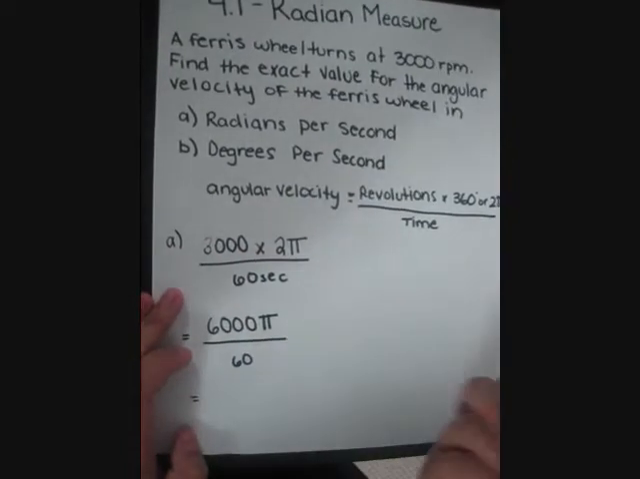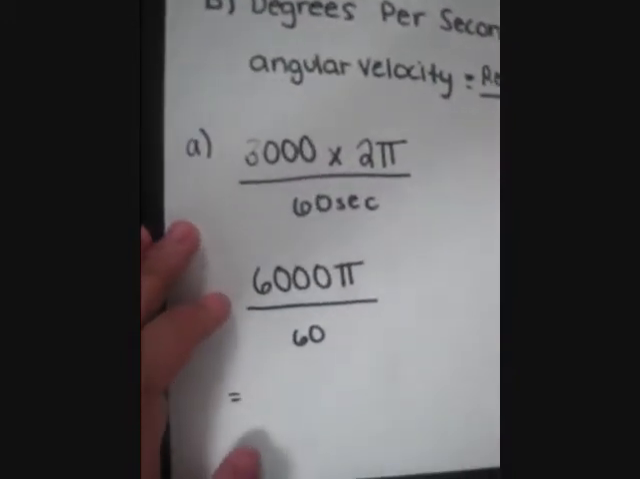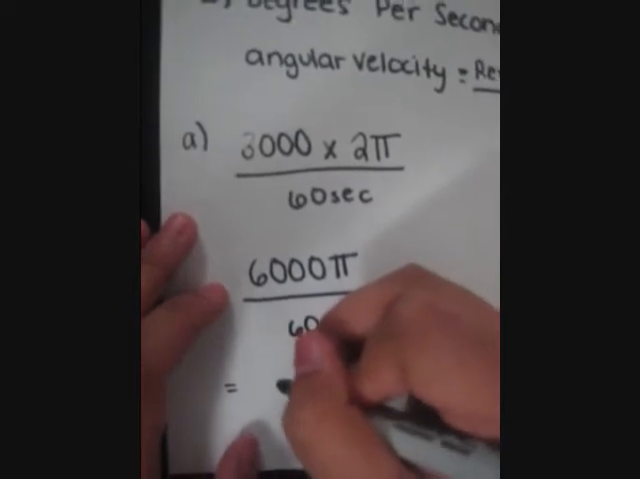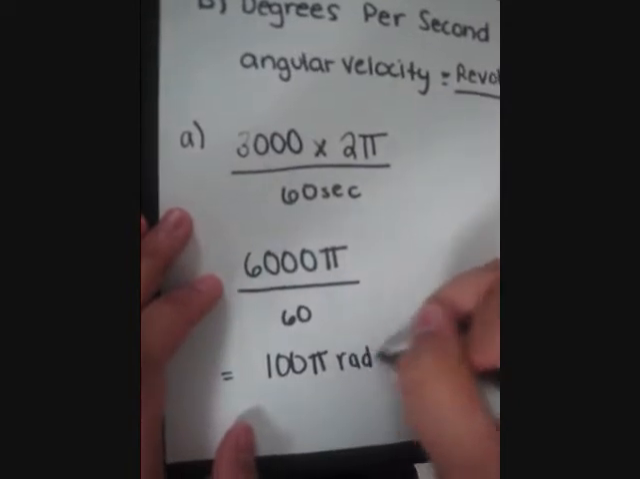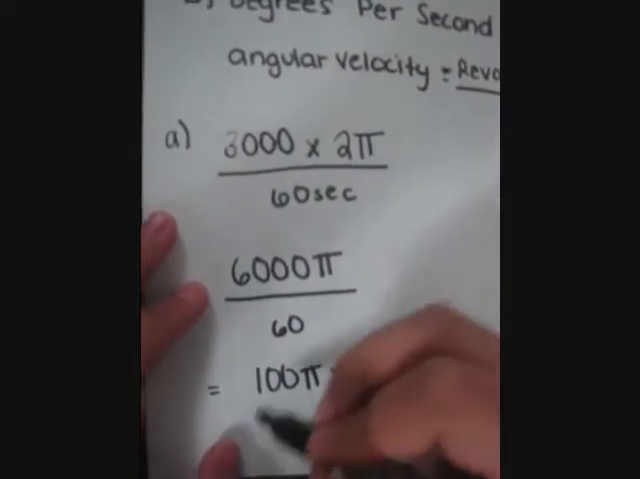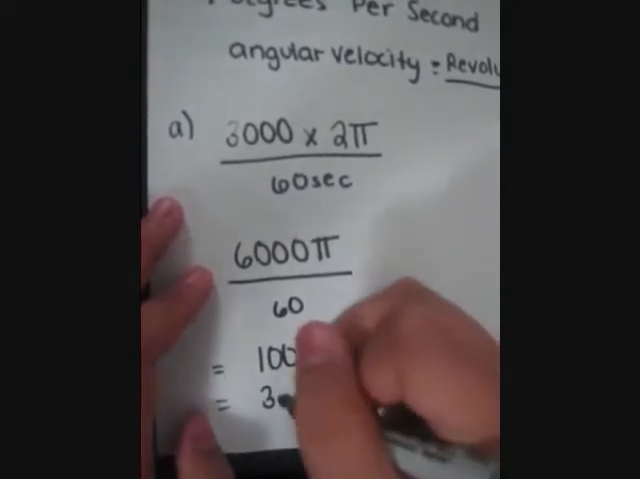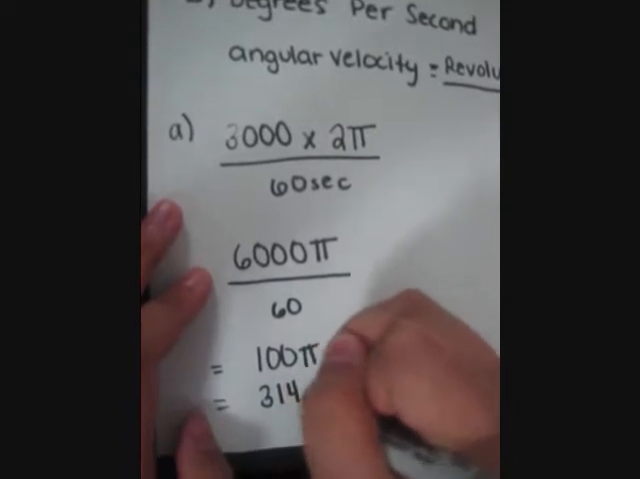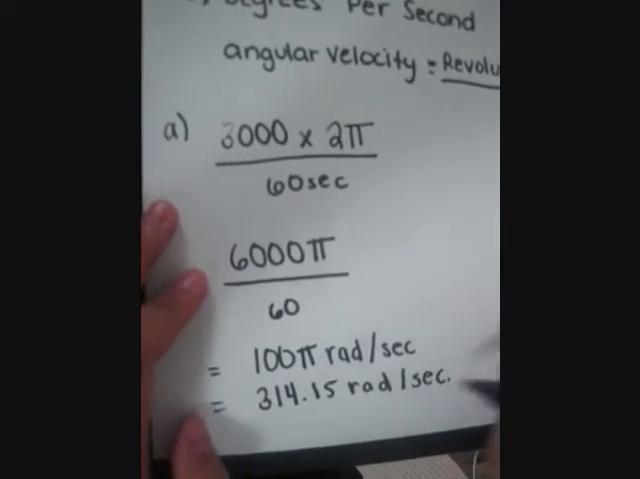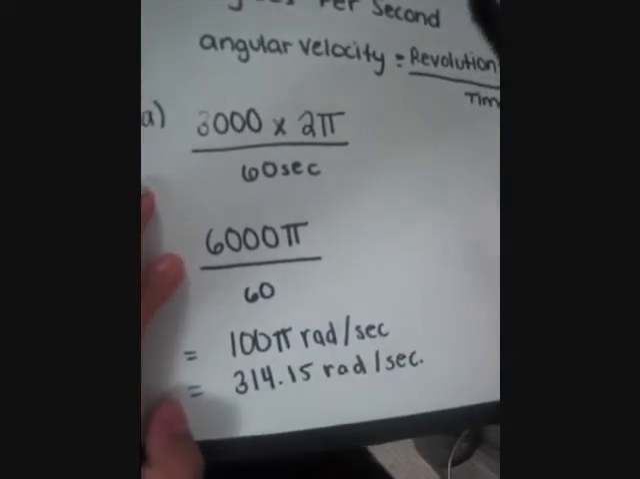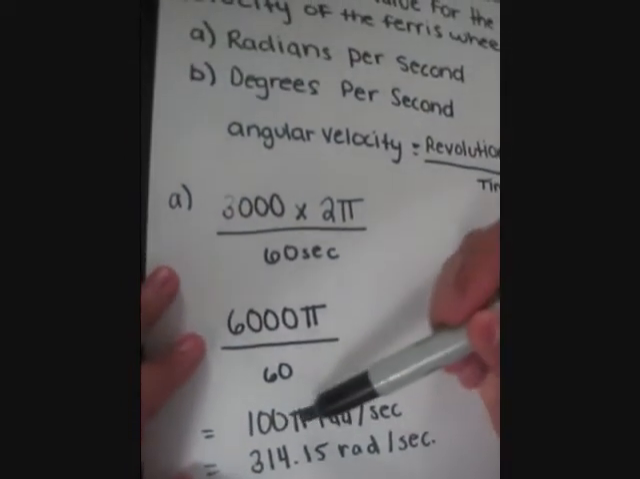And the next step would be dividing 6,000 pi by 60, which equals 100 pi radians per second, which also equals, when you put this into your calculator, 314.15 radians per second. So therefore, the exact value for the angular velocity of the Ferris wheel in radians per second is 100 pi.